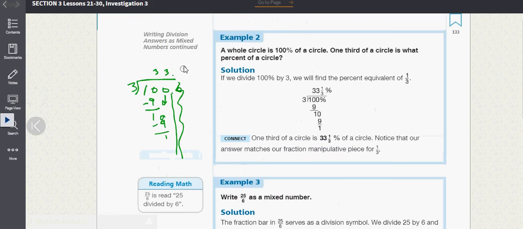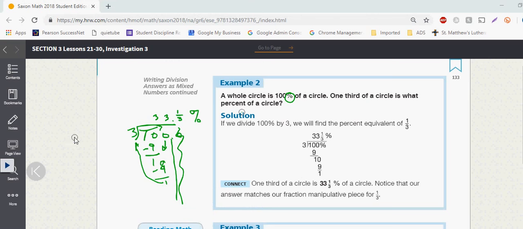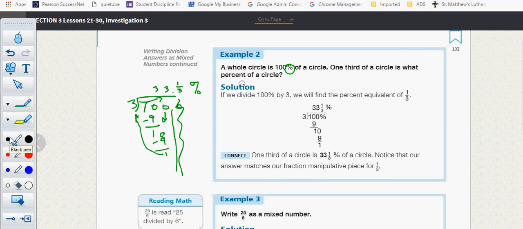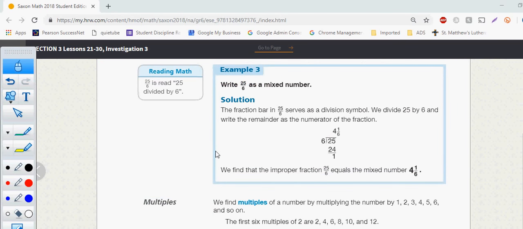So I take my 1, make it the numerator. What's my denominator? You can even show that arrow to remind you that that's going up here. And then this was a percentage question. So it's 33 1/3%. Notice our answer matches our fraction manipulatives for 1/3. If you look on 1/3, it'll show 33 1/3%, which is helpful.